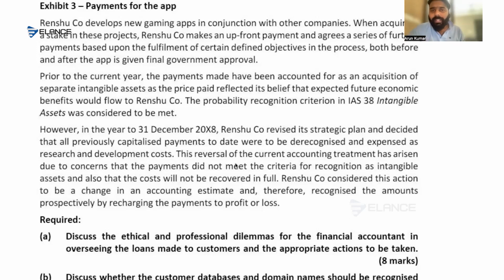No. We can only derecognize an asset from our books when it is disposed of or when we feel no further future economic benefits can be generated from this asset. But in this scenario, actually the asset met the criteria. So it means that they have actually met the recognition criteria. They can make the future economic benefit, but there is a change in the strategy. So how will you deal with such situations?